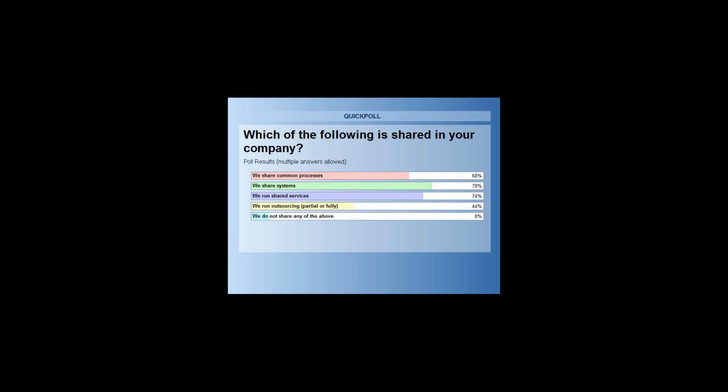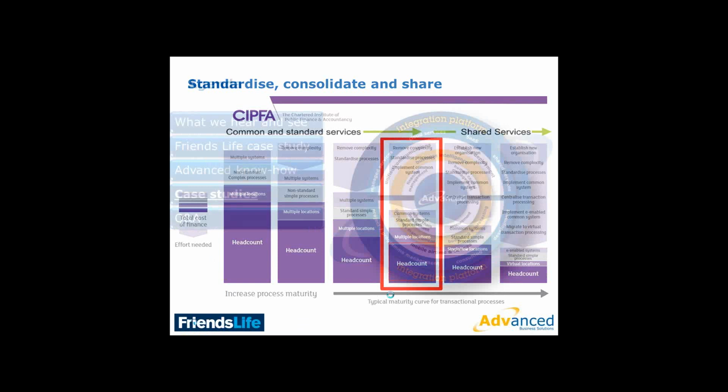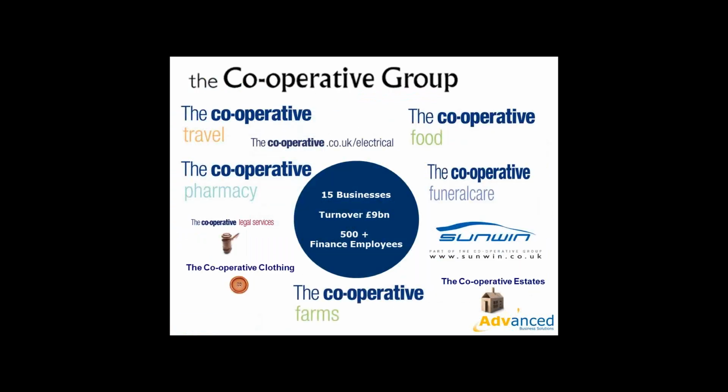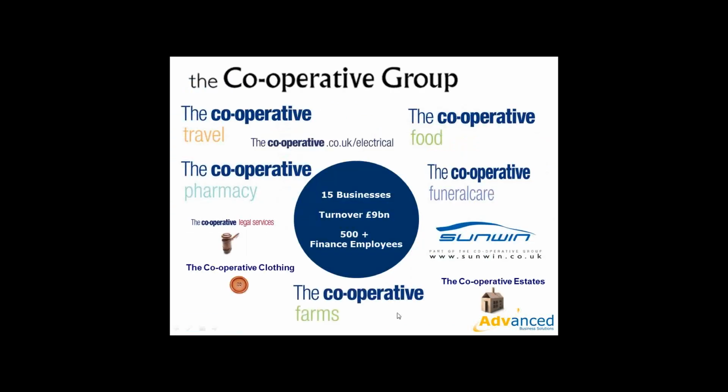Thanks, Susie. Yeah, very interesting results. I can only assume that most of the audience are very large tier 1 kind of enterprises who currently have economies of scale to do that kind of work. So we'll look at some of the case studies following on from Friends Life, of other organisations who've used a bit of advanced know-how in their process standardisation and system sharing. So we'll start with the Co-operative Group.